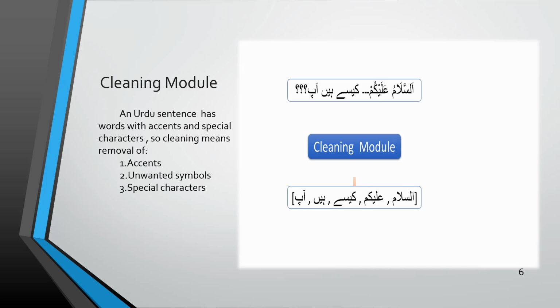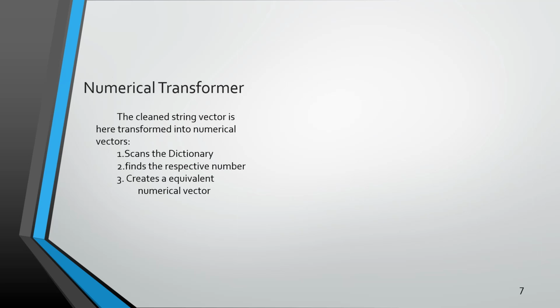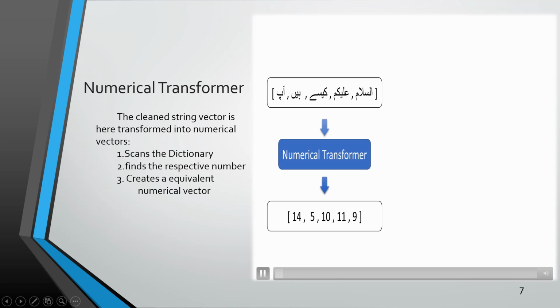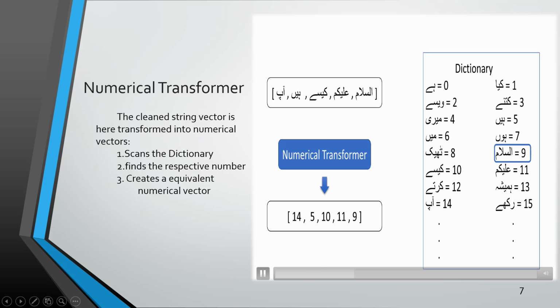So once the cleaning module has done this, this array or vector will be fed further to the numerical transformer. Why the numerical transformer? Because you know that a system or computer understands the language of ones and zeros only, or the numeric language. It doesn't understand the language of words. So we have to convert these words, or the vectors consisting of words, into numbers, keeping all the context and the meaning as it is.